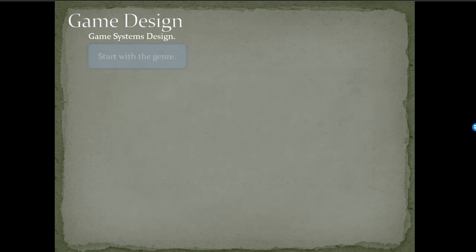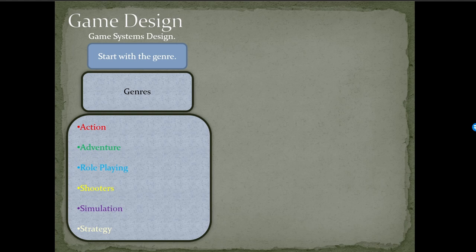How do we design games? This is my recommendation. You don't have to follow it, but with any game, you're going to start with a genre. If you don't know what the genre is, it's very difficult to know where to start when it comes to game systems design. So let's look at some basic genres. We have the action game, the adventure game, the role-playing game, shooters, simulations, and strategy games. I go into those details in Part 1 as well, so we're assuming that knowledge is there.